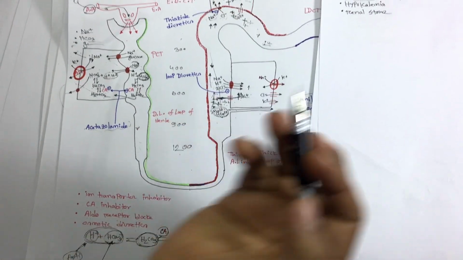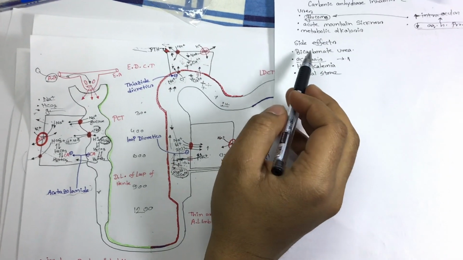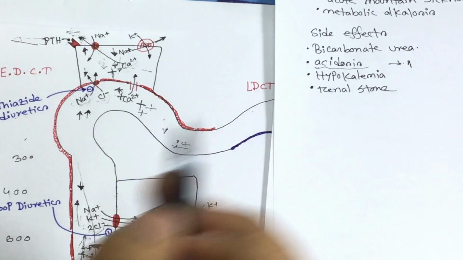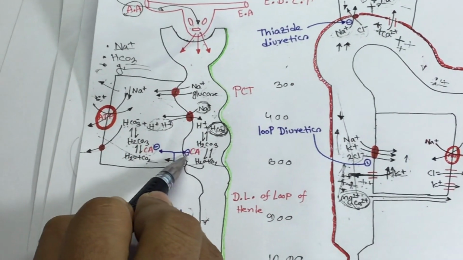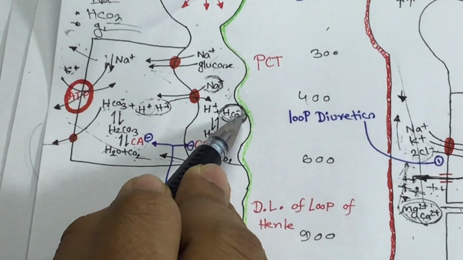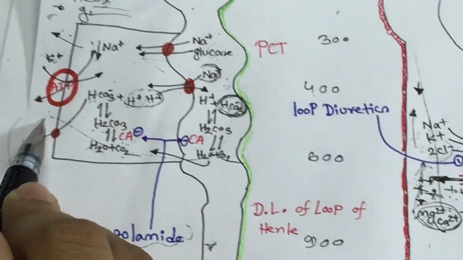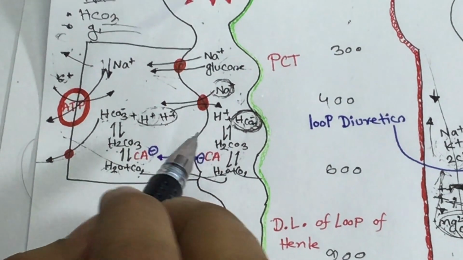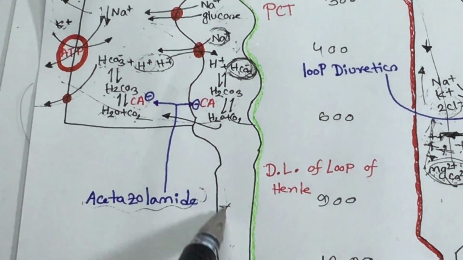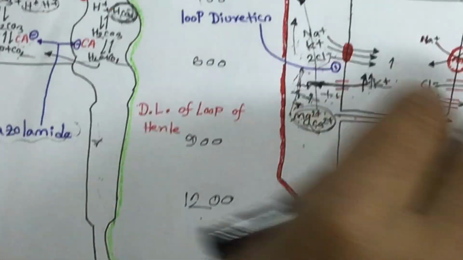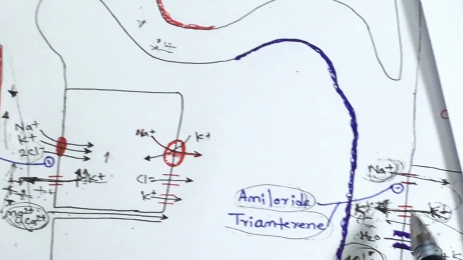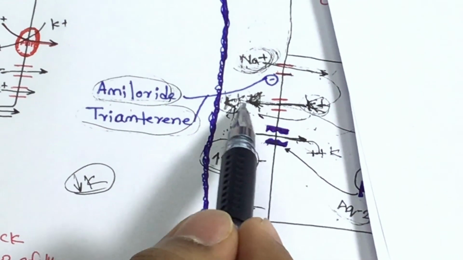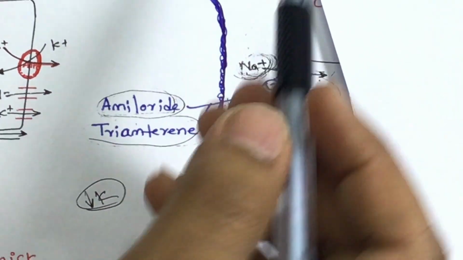Okay, one of the side effects of this carbonic anhydrase inhibitor is acidosis, because by using this carbonic anhydrase inhibitor we are not reabsorbing this bicarbonate into our blood, so blood bicarbonate will be decreased, that will lead to the acidosis. And hypokalemia: by using this drug we are increasing the tubular blood flow, and increased tubular flow will increase the potassium excretion, that will lead to the hypokalemia.